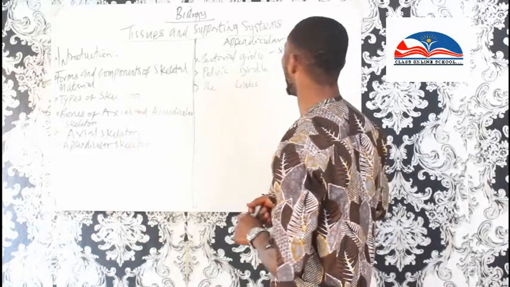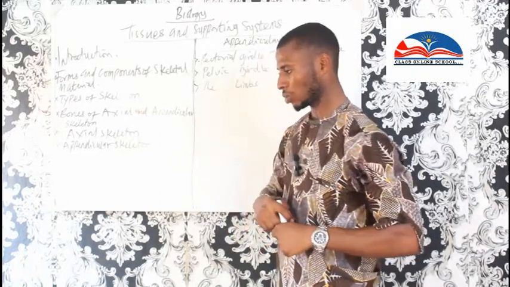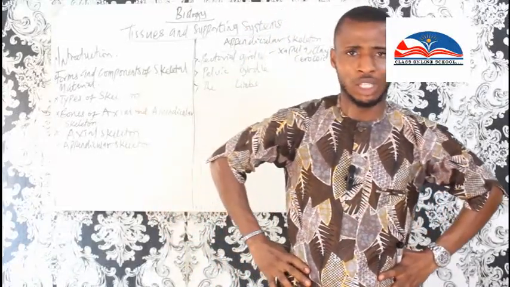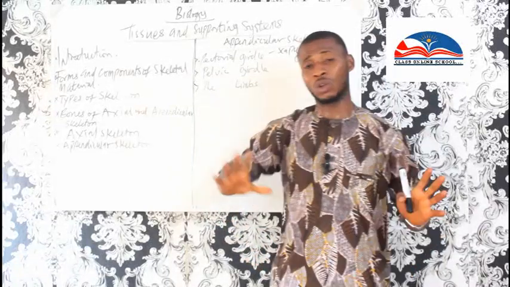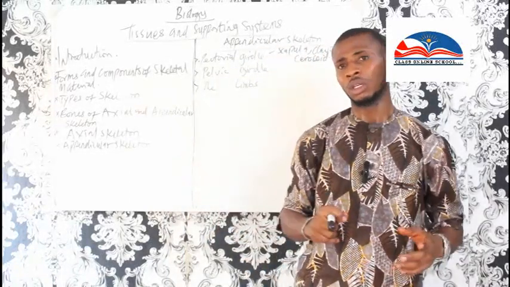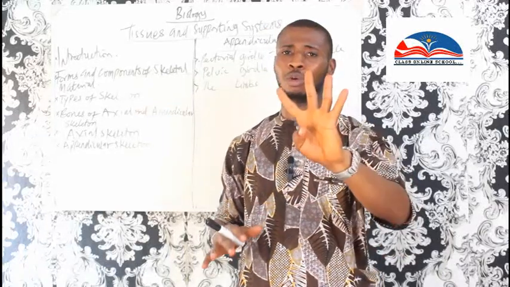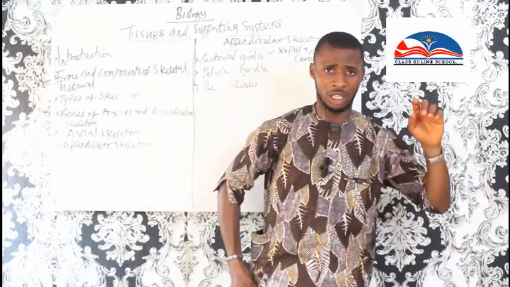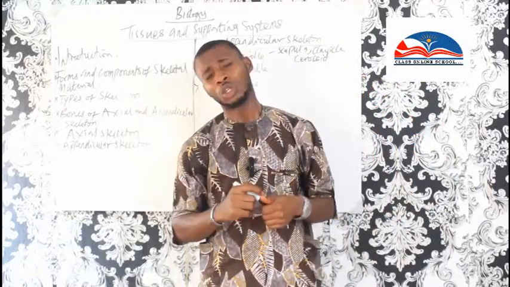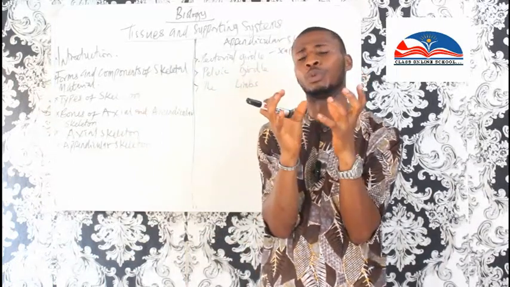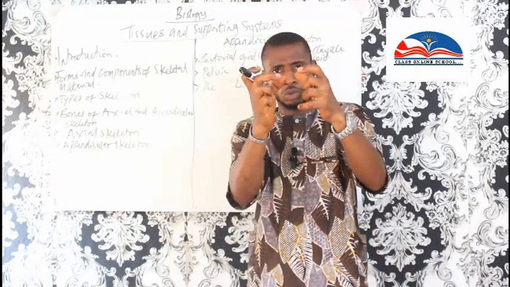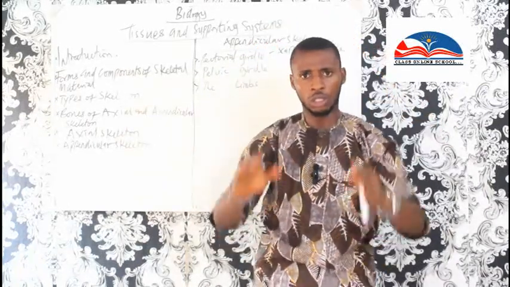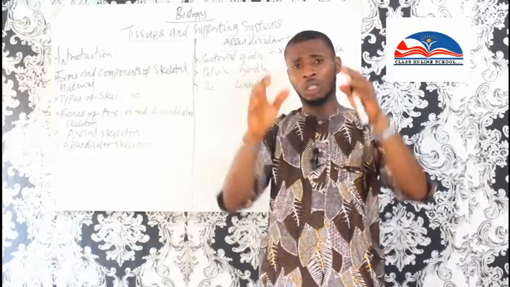Alright, now we have the pelvic girdle. This pelvic girdle is found at the waist of mammals. Now this pelvic girdle has 3 bones inside. If you look at the skeleton on the screen, you will see the hip. Just look at the hip region. You will see 3 bones.